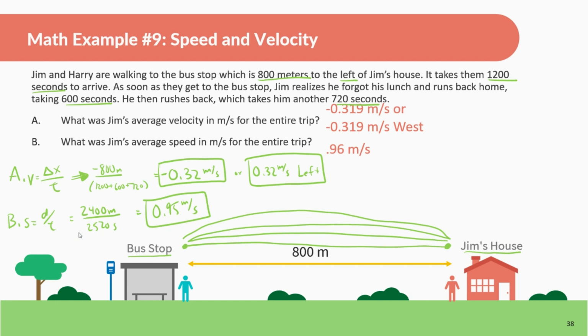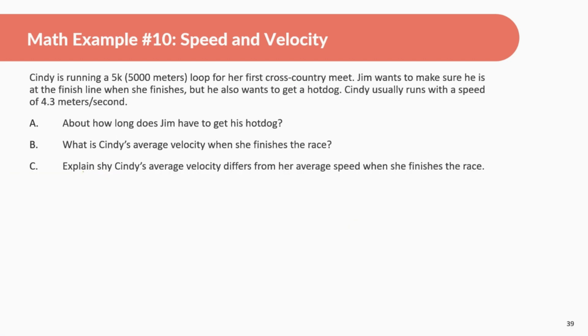So let's look at the next problem. Cindy is running a 5K, 5,000 meters, looking a loop for her first cross-country meet. Jim wants to make sure he is at the finish line when she finishes, but also wants to get a hot dog. Cindy usually runs with a speed of 4.3 meters per second. About how long does Jim have to get his hot dog? Okay. What is Cindy's average velocity when she finishes the race? Explain why Cindy's average velocity differs from her average speed when she finishes the race.